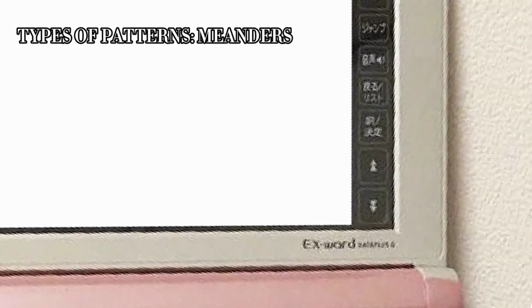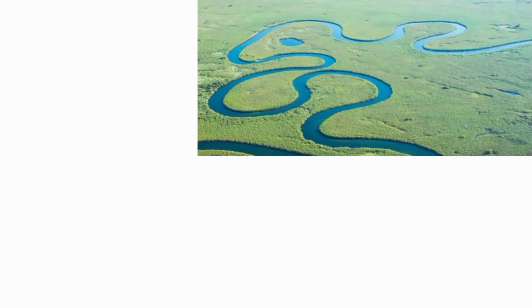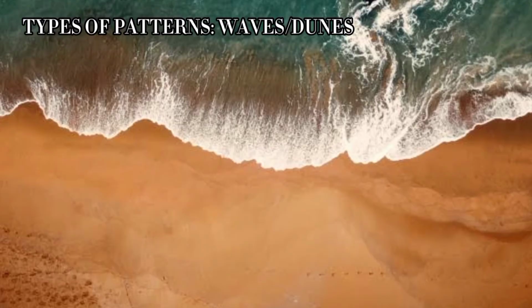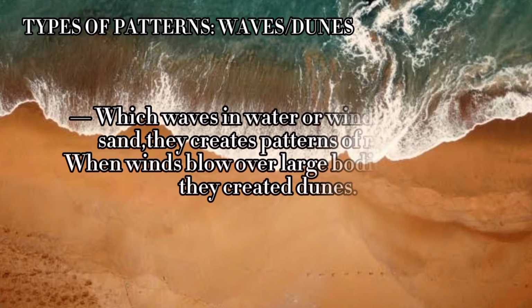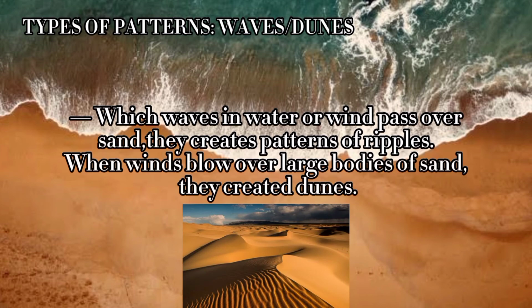The next pattern we have is meanders, which are sinuous bends in water or other channels which form as a fluid, most often water, flows around the bends. Next we have waves or dunes, which form when waves in water or wind pass over sand. They create patterns of ripples. When winds blow over large bodies of sand, they create dunes.